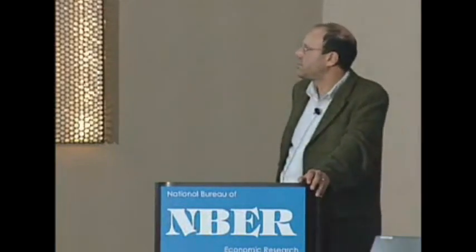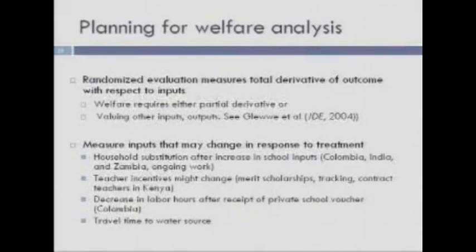In Colombia, we found that when you gave vouchers to kids for private school, they spent less time working. I'll skip the water example. So the general lesson is here. When you think about what to measure, think about other inputs. If you're trying to do welfare analysis, think about other inputs that could change in other outputs.